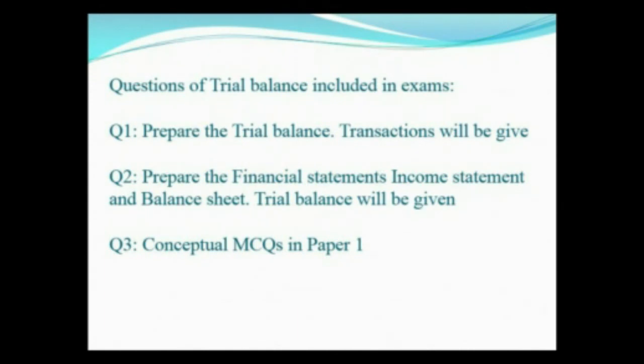Till chapters 2, 3, 4, 5 and 6, these chapters include the concepts, the transactions will be given to you, and the end product will be the trial balance. Whereas in chapters 7, 8, 9 and 10, the trial balance will be your input and the output will be the financial statements. We will discuss these chapters in detail in future sessions, right? And the third question which can come in your exam is the conceptual MCQs in your paper 1 on this topic.